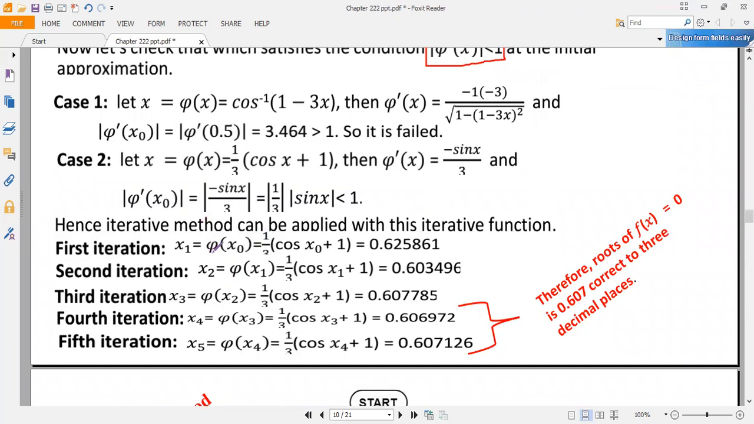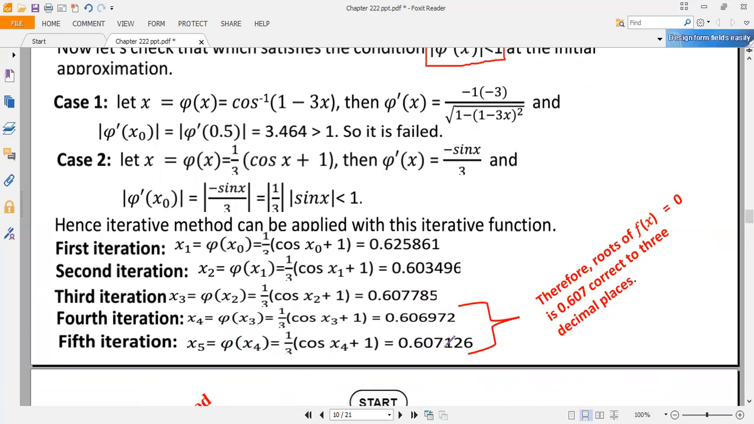So x1 is equal to phi of x naught, which is 1 over 3 times (cos x naught plus 1), which is 0.62581. The second approximation is x2 equal to phi of x1, which is 1 over 3 times (cos x1 plus 1). Substituting x1, we get 0.603496. Using x2, we find x3 using phi of x2, which is 0.607785. Using phi of x3, we find x4, which is 1 over 3 times (cos x3 plus 1), which is 0.606972.